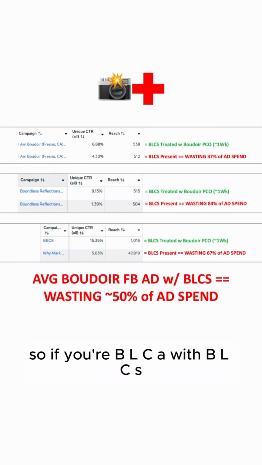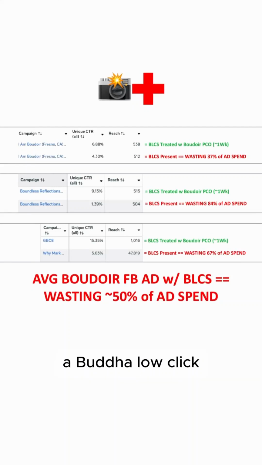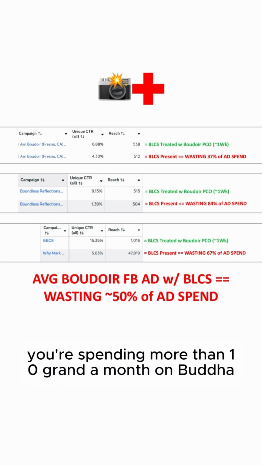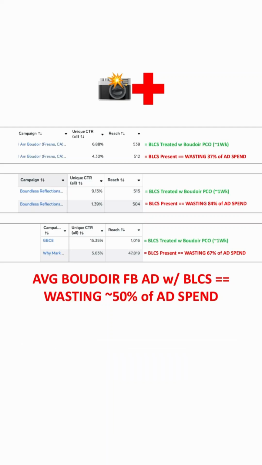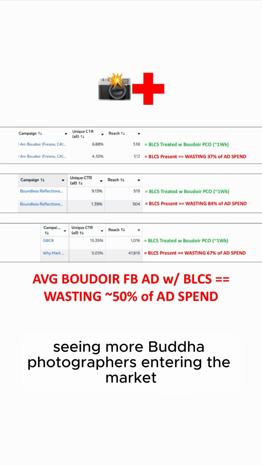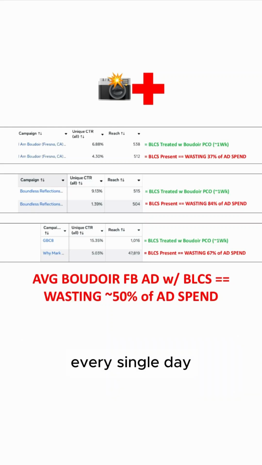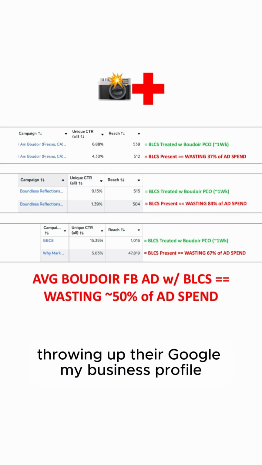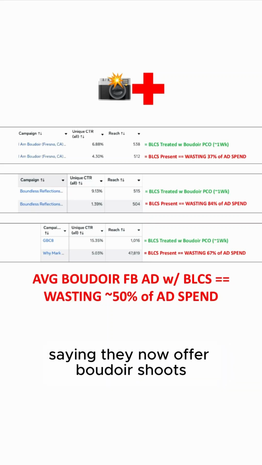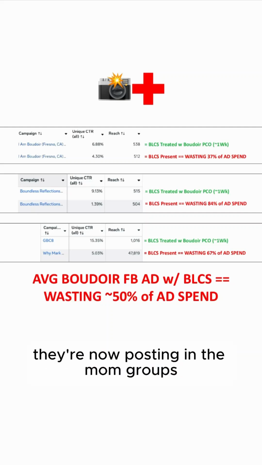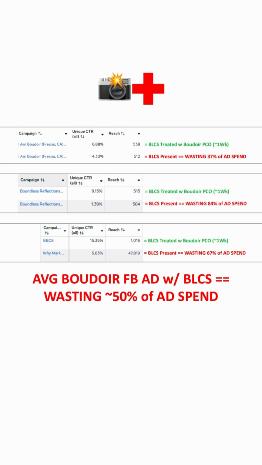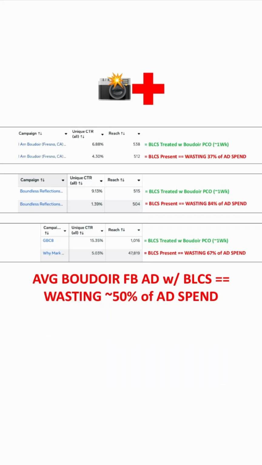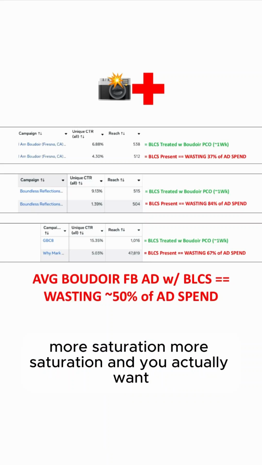So if you're a BLCA with BLCS, a boudoir low-click advertiser with boudoir low-click syndrome, and you're spending more than 10 grand a month on boudoir Facebook ads, and you're looking at the marketplace, seeing more boudoir photographers entering the market every single day. Seems like anytime someone gets a new iPhone, they're throwing up their Google My Business profile, saying they now offer boudoir shoots, or if they get a new camera, they're posting in the mom groups, saying they now offer boudoir shoots. So you see more boudoir photographers in the market competing for the same number of buyers. So more saturation, more saturation, more saturation.